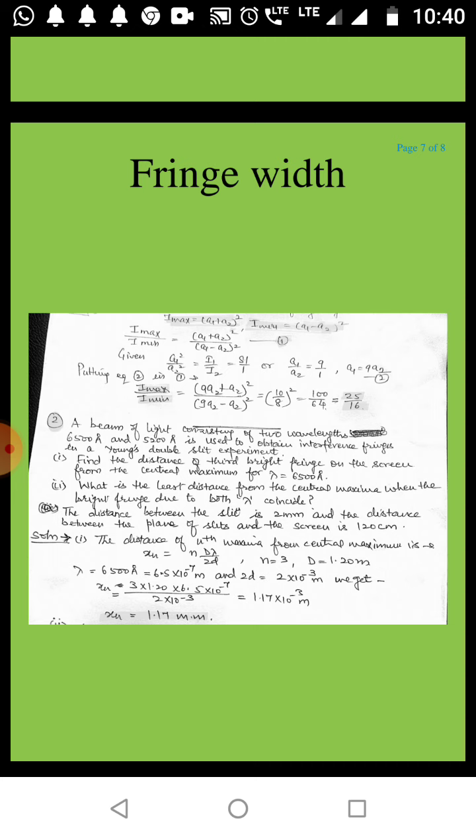Therefore, the required least distance from the central maxima is x is equal to 4 into Dλ1 upon 2d. By putting all these values, 4 into 1.20 into 6500 into 10 to the power minus 10 upon 2 into 10 to the power minus 3 meters, finally we will get 1.56 millimeters. That means the least distance from the central maxima when the bright fringes due to both λ coincide is equal to 1.56 mm.